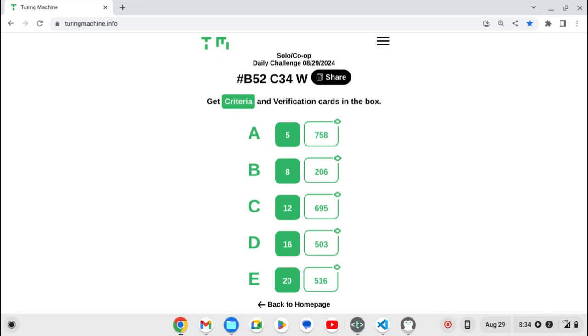Let's begin. Today is August 29th, 2024, and we're solving the Daily Turing Machine Puzzle. Today's puzzle uses the following 5 criteria cards: criteria card 5, 8, 12, 16, and 20. And the puzzle uses the green verification cards. The code above is your way to get more information on today's puzzle by searching the code on turingmachine.info. Let's go solve.